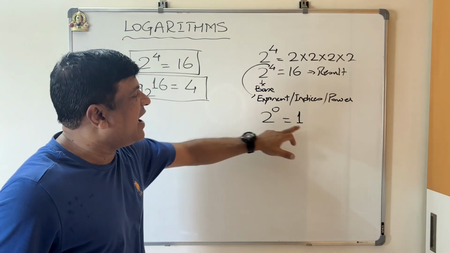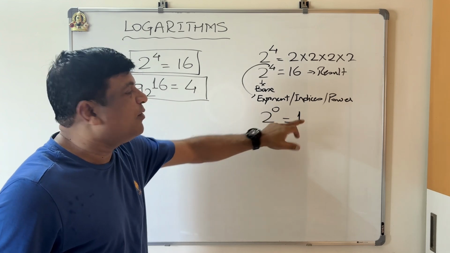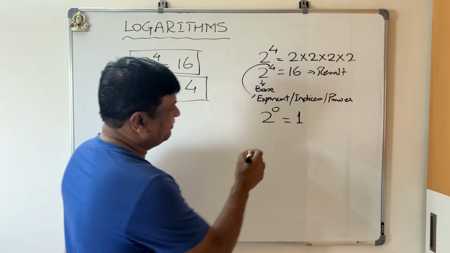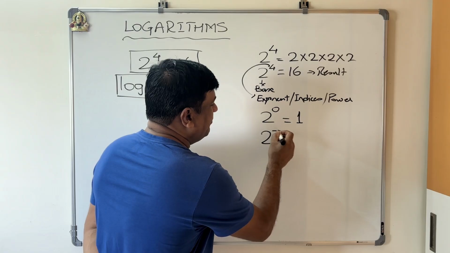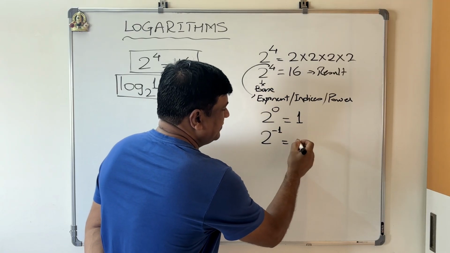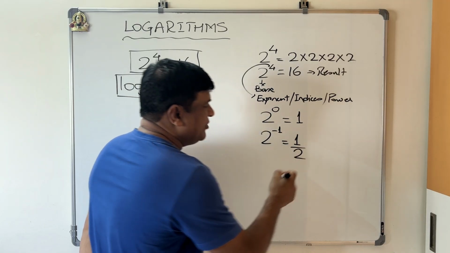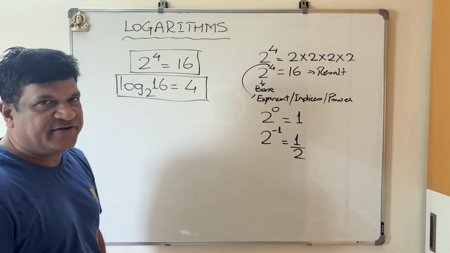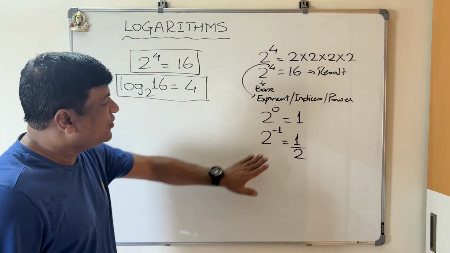So that's why we have 2 to the power 0 equal to 1. Similarly, if I take a negative power, what do you get? You get 1 by 2, if you remember it from exponents, right? You get it like this. Okay, so now look at it.